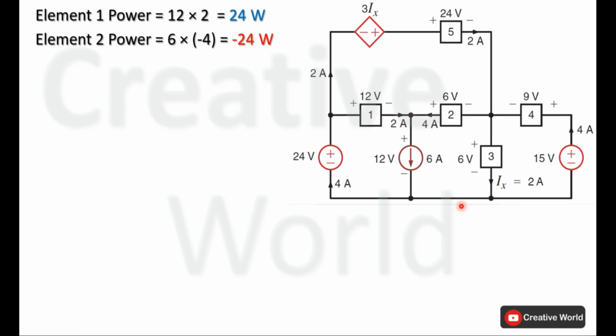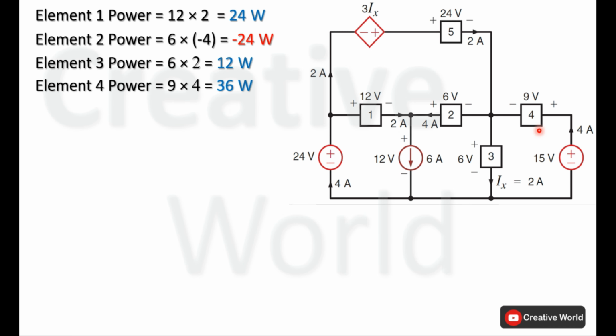Next is element 3. Voltage across element 3 is 6 volt and current through it is Ix, that is 2 ampere. This current is entering from the positive terminal and leaving from the negative terminal, so this current will be taken with positive sign. Power of element 3 will be 6 multiplied by 2, that is 12 watt. Because of positive sign, this power is being absorbed by element 3.